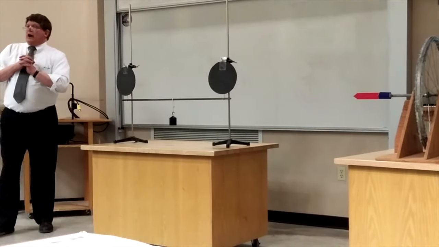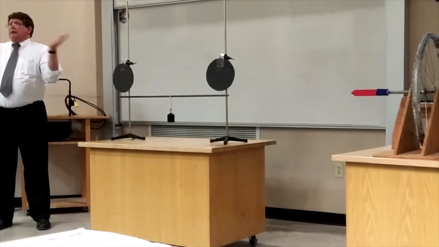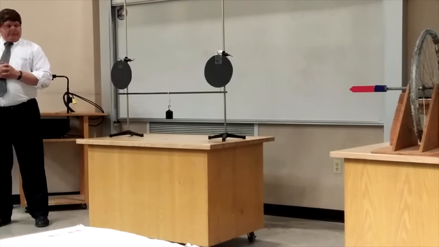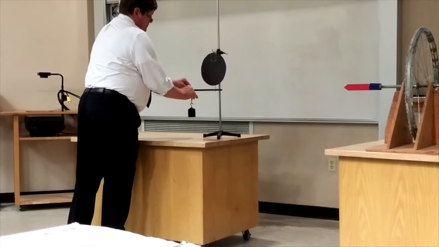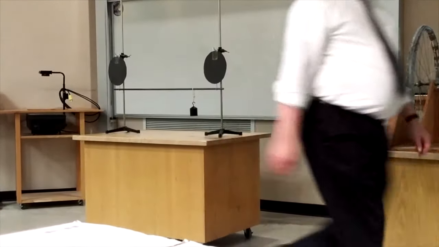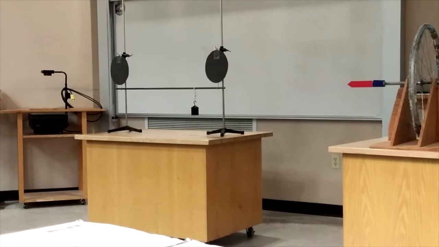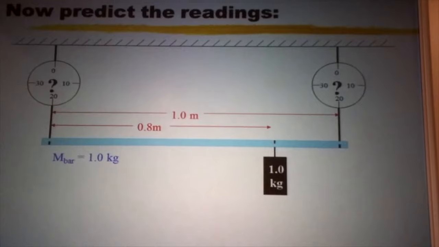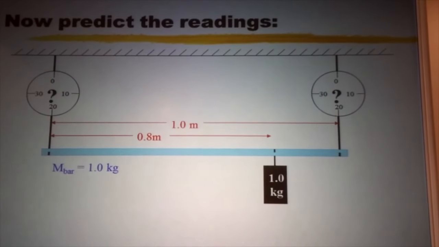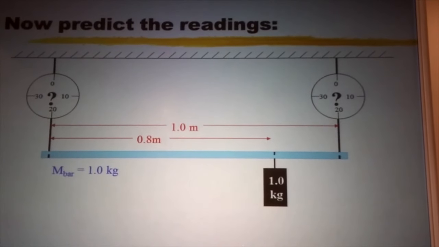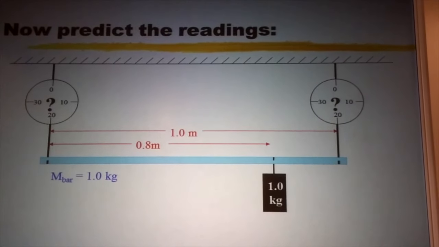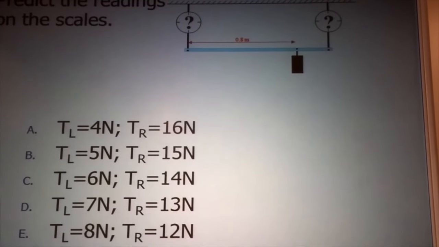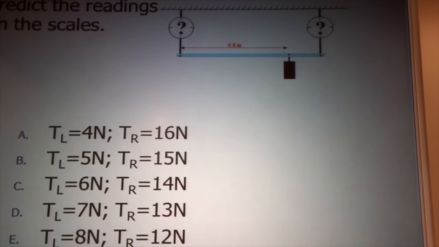I knew the total force up had to be 20, and I knew it had to be split evenly because it's symmetric. But what if it's not symmetric? What if I move this mass over to the right so that it's 80 centimeters from the end? Now there's a heavy end. Now it's not symmetric. Predict the readings on the scales with your neighbor. Okay? And when you get an answer, tell me what that answer is.